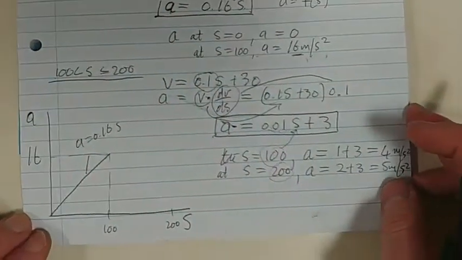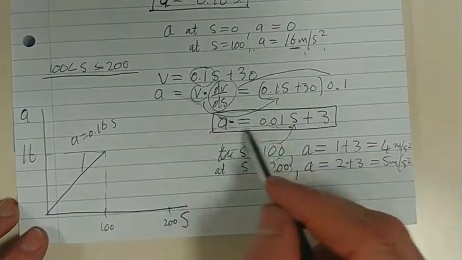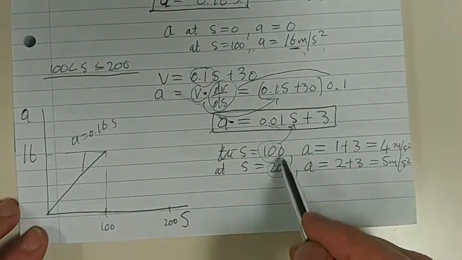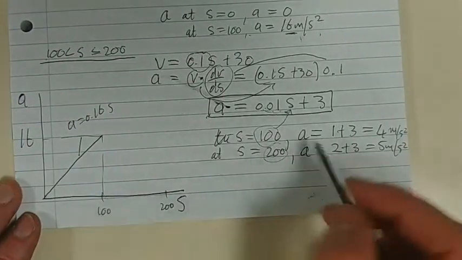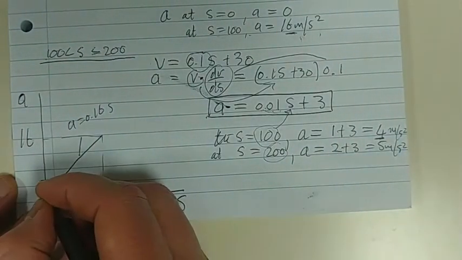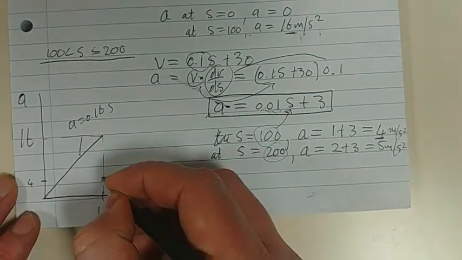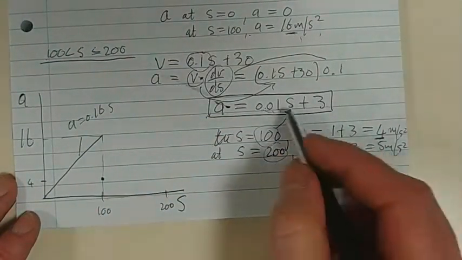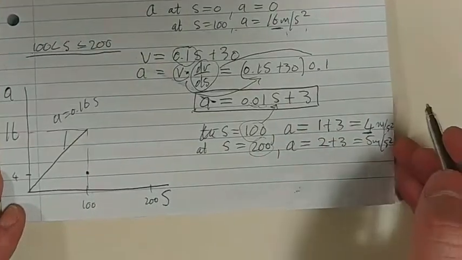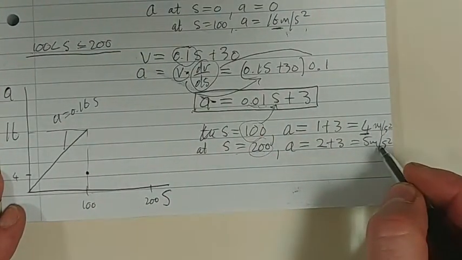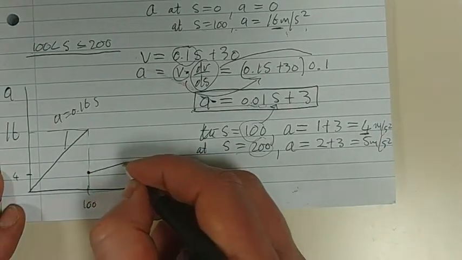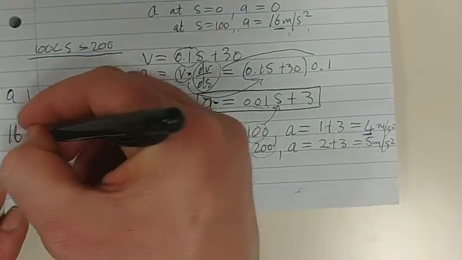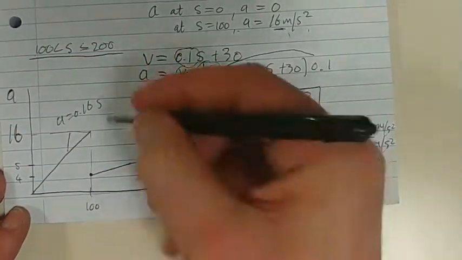Okay, now you'll notice this is quite interesting. This function is given by 0.01 s plus 3, but what are my limit values? At s equals 100, I have an acceleration of 4. So if there is 4, that's where we start. Our new function starts there. So you can see there's this discontinuity. And it's a linear function. At s equals 200, it is 5. So it moves up like this to 5. Okay, so this is not to scale, but don't worry, you get the idea. Okay, so there is the second one.